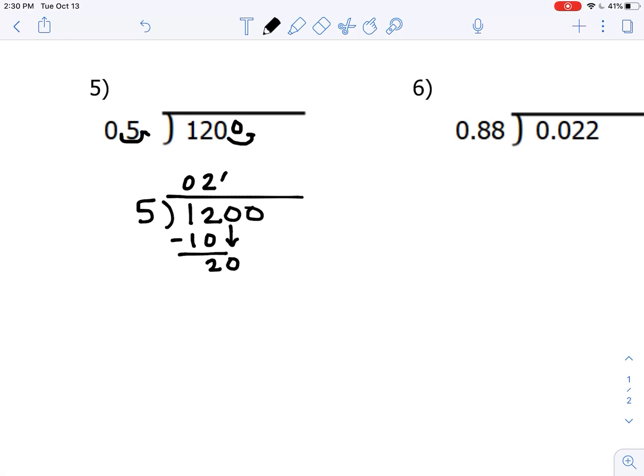5 goes into 20 4 times. It's exactly 20. We have 0 remainder. I'm going to bring the 0 down. 5 goes into 0, 0 times. So our quotient is 240.